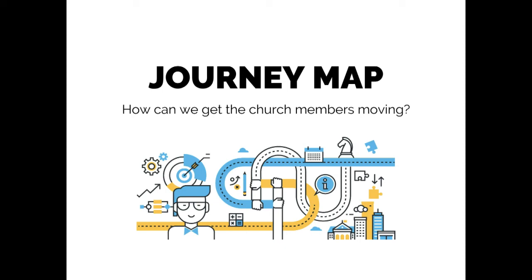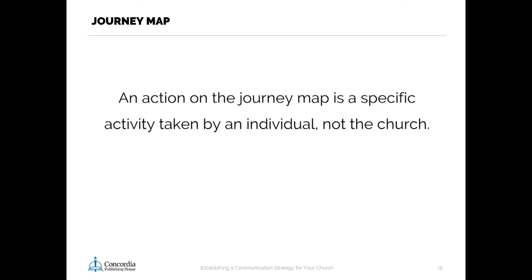So a journey map has actions, and then it has stages. An action is a specific activity taken by the individual and not the church. This definition really helps you hone in on what your individual sub-goals are for that person along the line. And I'll give an example in a second.